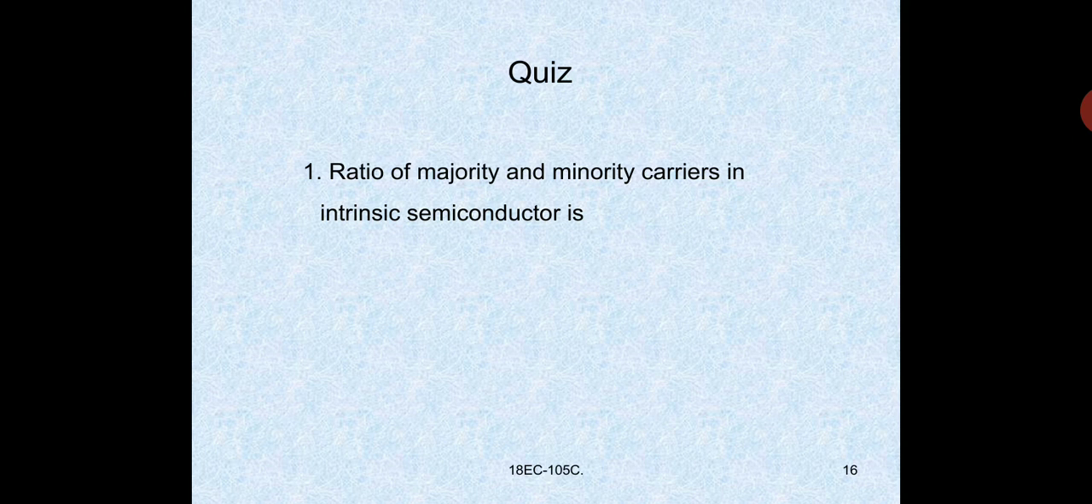Now let us have a quiz on the topic we have been discussing all this while. The ratio of majority and minority carriers in an intrinsic semiconductor is: choice A, unity; choice B, greater than unity; choice C, less than unity. What is the answer? It is unity. Intrinsic means a pure one, and we have been discussing that a pure one will have electrons and holes in equal number.